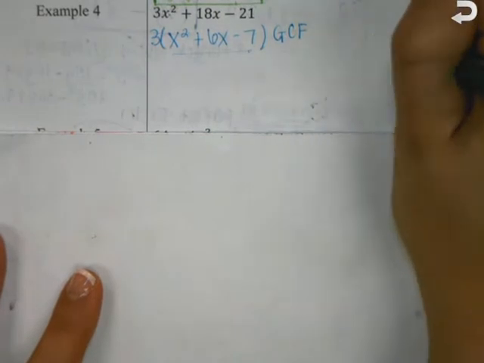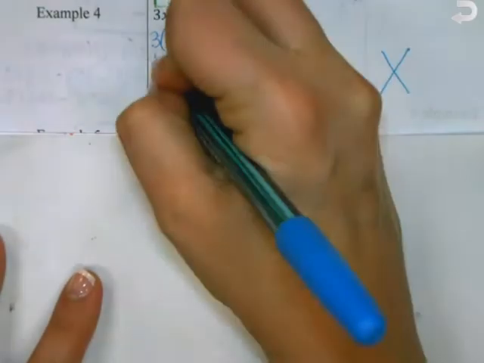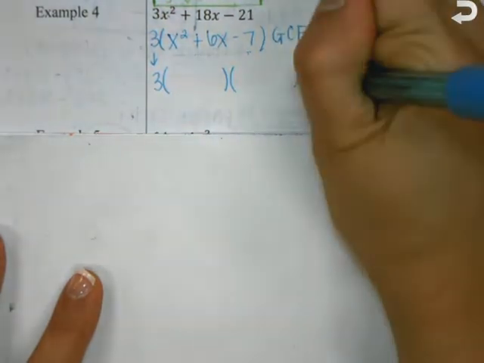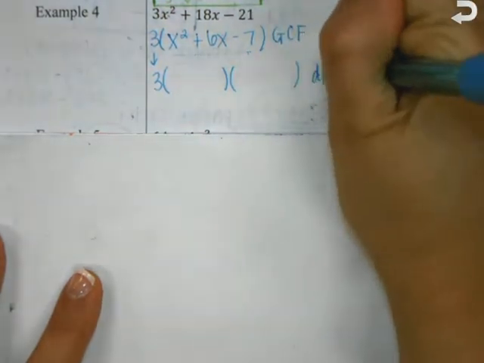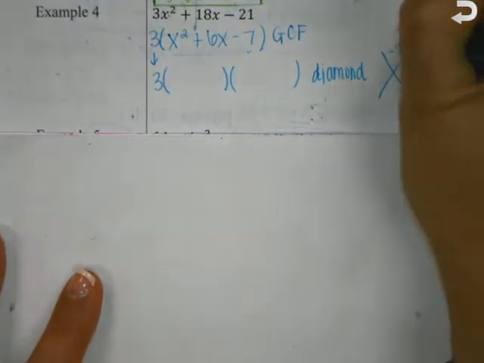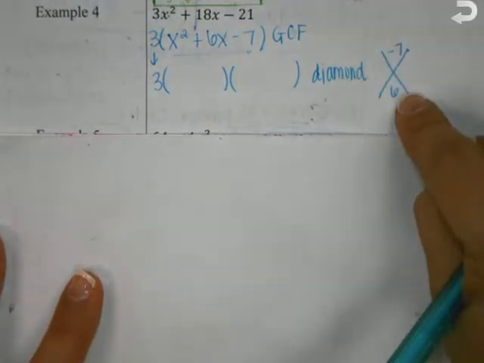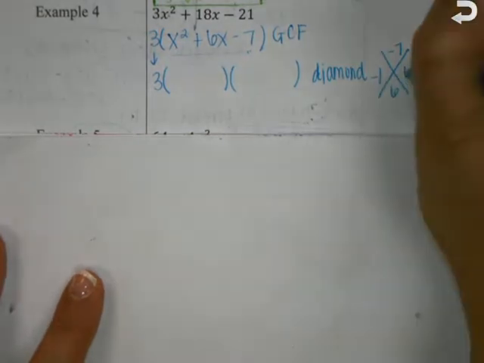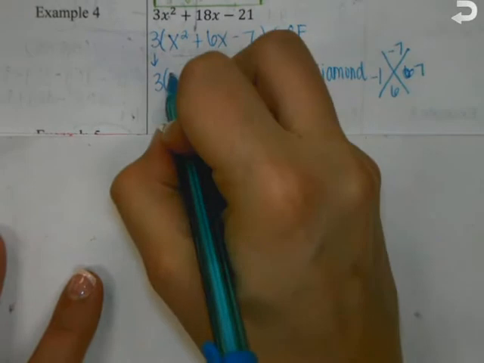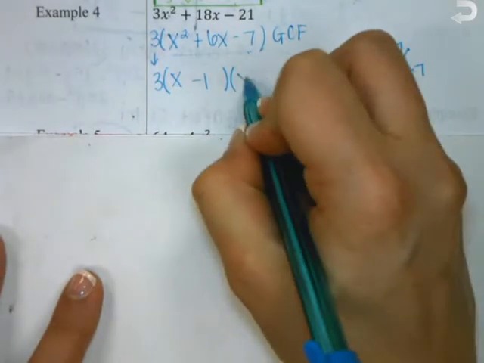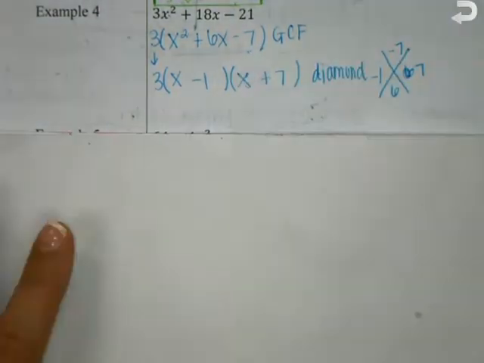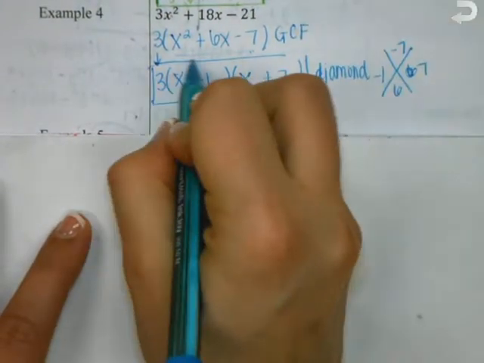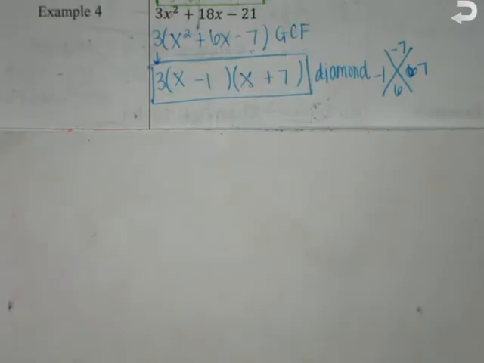So the GCF comes down. We know there's going to be 2 parentheses. It's diamond. What are 2 numbers that multiply to -7 and add up to +6? -1, +7. So that's x minus 1 times x plus 7. Good. You guys did good on that one. No, it does not matter which one is first. So if you wrote 3 times x plus 7 times x minus 1, it's the same thing.